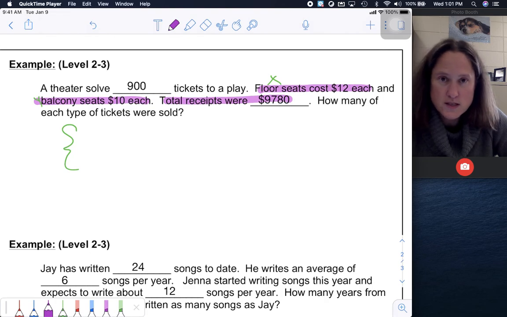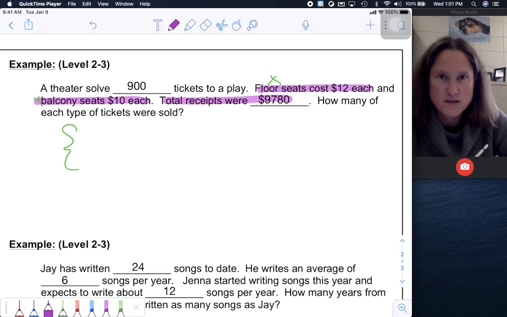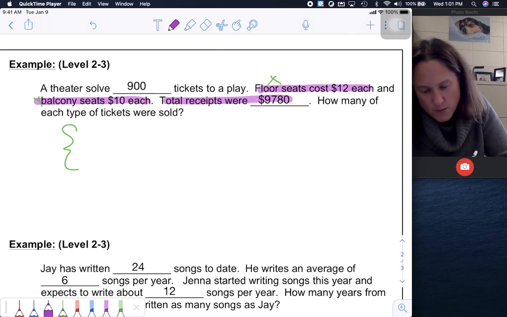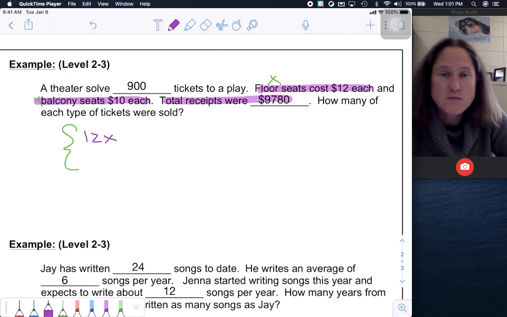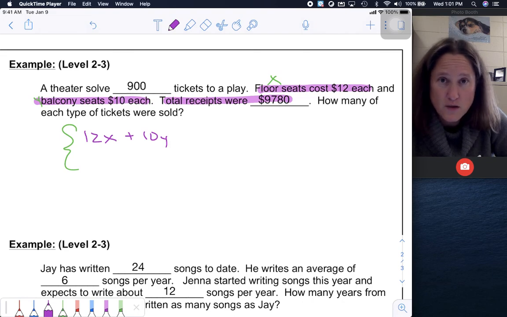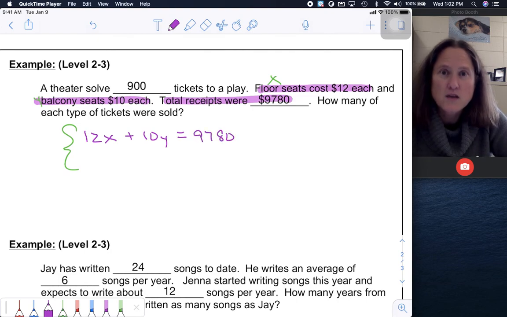When it comes to a system and you are dealing with 2 things and you're trying to figure out what they are, how much, things like that, you need to keep the same things together. So in this case, I need to keep the money with the money. It costs $12 for each floor seat, so I would represent that with $12 times however many floor seats I sell. Plus the same thing for the balcony seats, $10 times however many balcony seats I sell. And that total has to be $9,780.